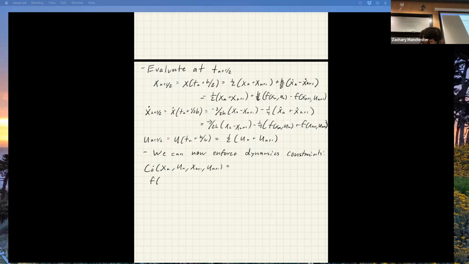F at x k plus a half, u k plus a half. So the stuff evaluated appropriately there, which is coming from here. This is x dot at the midpoint, which is our dynamics at the midpoint. I'm just going to plug everything into that equation. So that equals, or we're going to write it, minus 3/2.